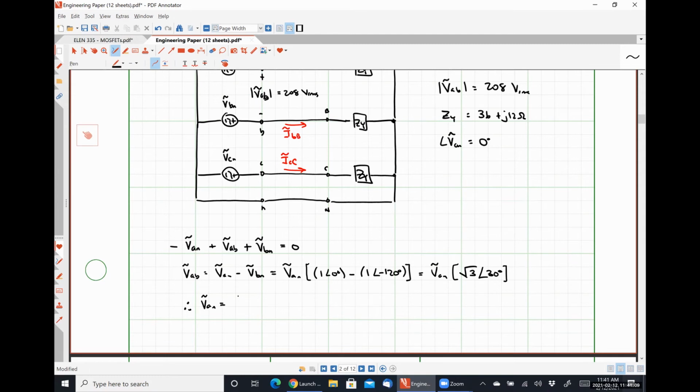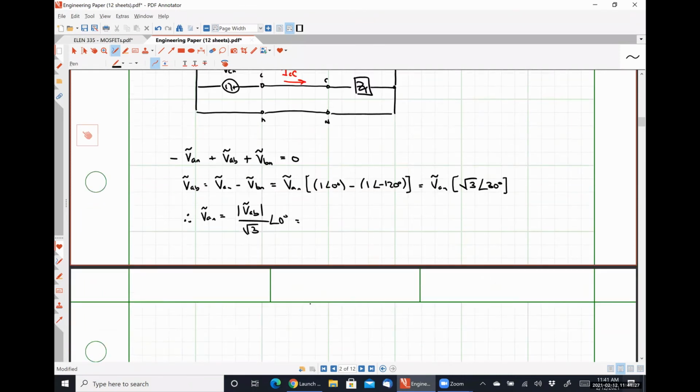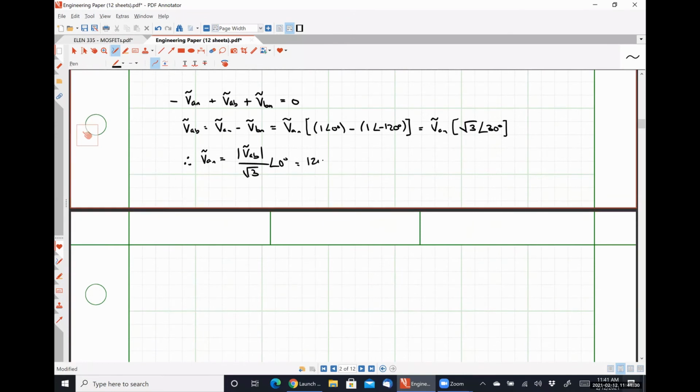VAN is simply the magnitude of VAB divided by the square root of 3 with an angle of 0 degrees, and 208 divided by square root of 3 is 120.089 angle 0 degrees volts RMS. Typically speaking, we just call that 120.